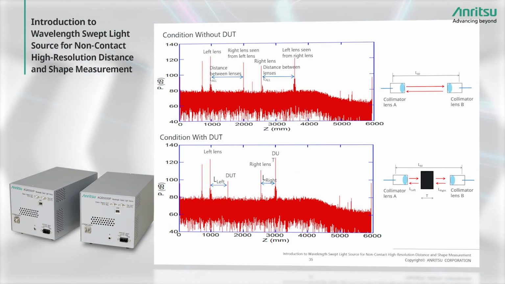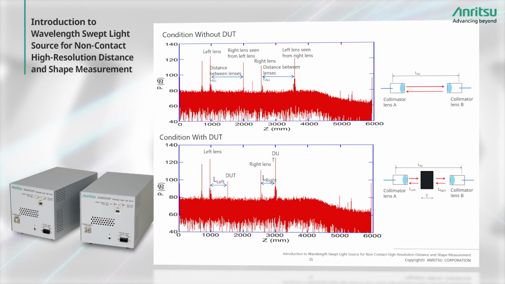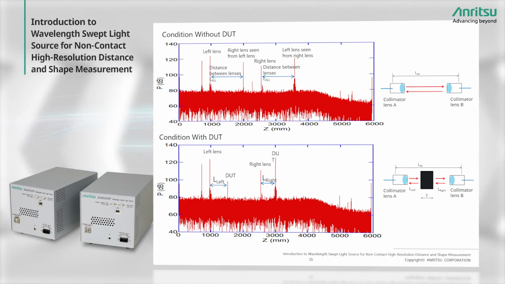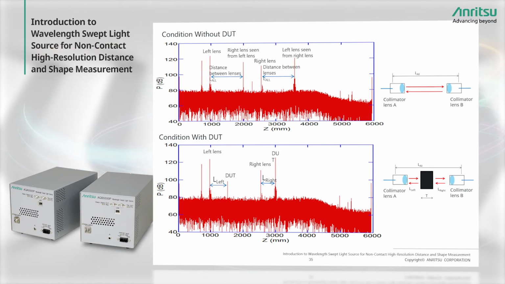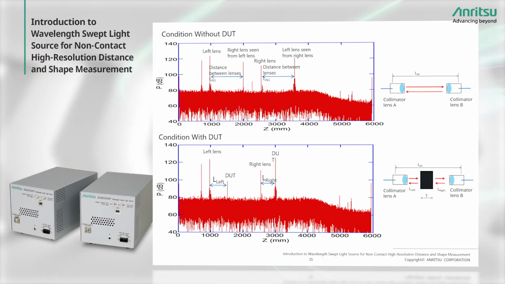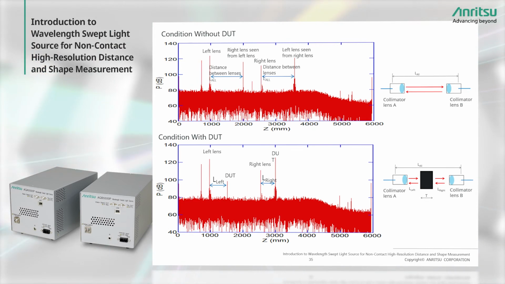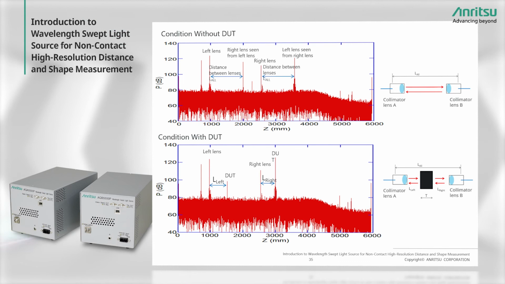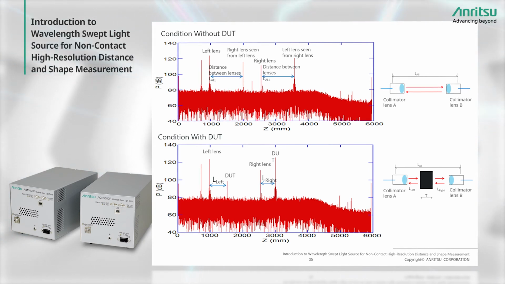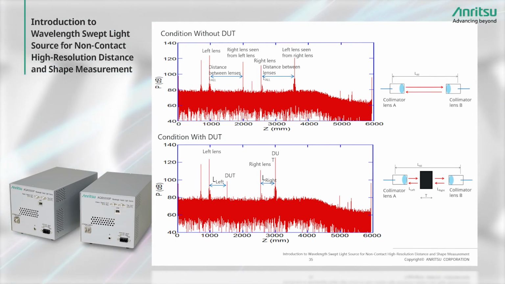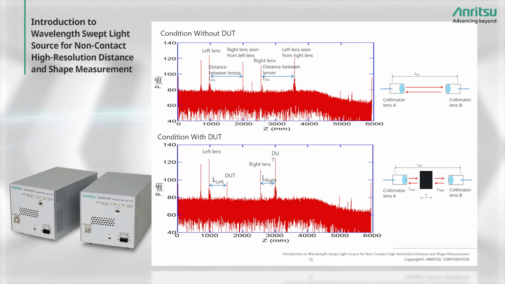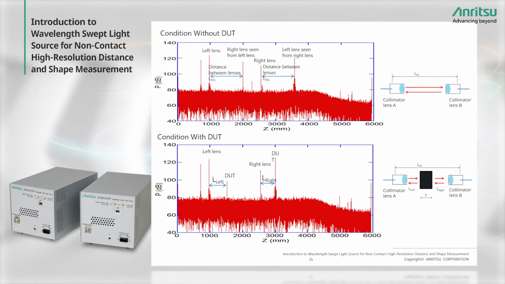Here are the measurement results using this method. The top graph shows the FFT results with no DUT between the collimator lenses and measures the distance from the left collimator lens to the right collimator lens. The opposite direction from the right to left lens is the same. Under this condition, we can see 4 peaks showing the distances between the two lenses.